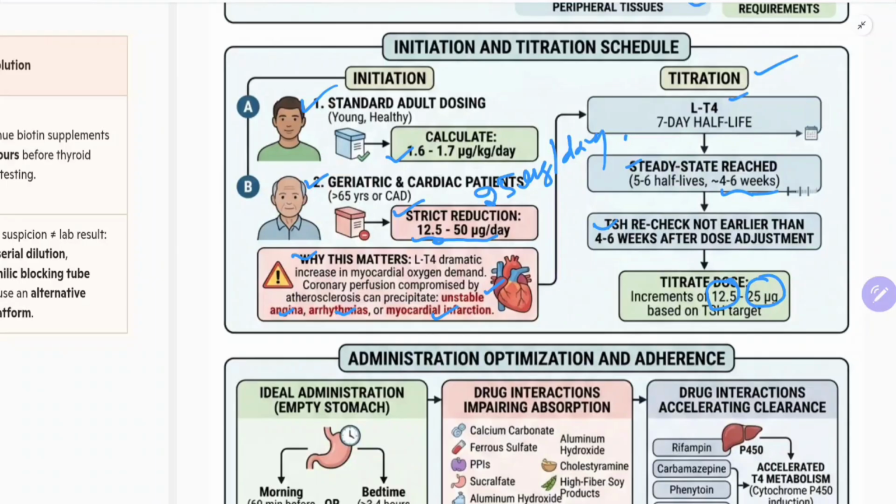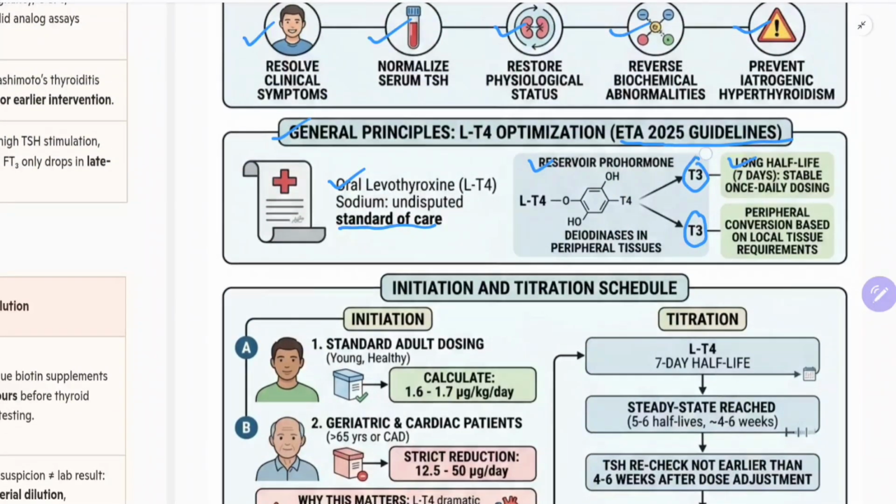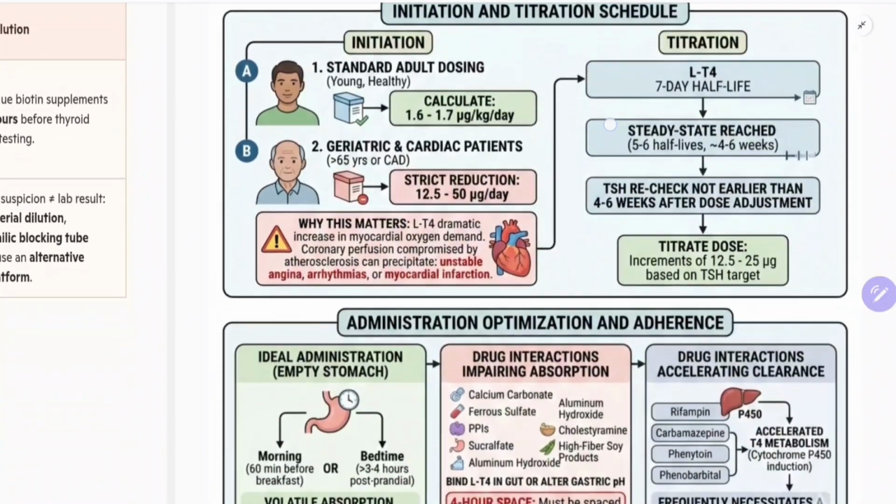If the patient is young and healthy, you can titrate in 25 microgram doses, and in older patients you can titrate in 12.5 microgram increments. That's how you titrate, and you should measure after 6 weeks of starting the therapy. So that is the initial titration.